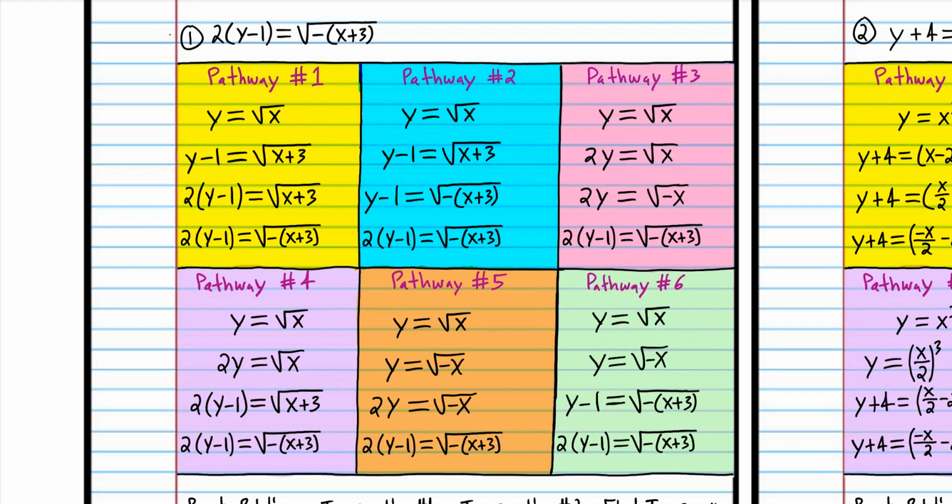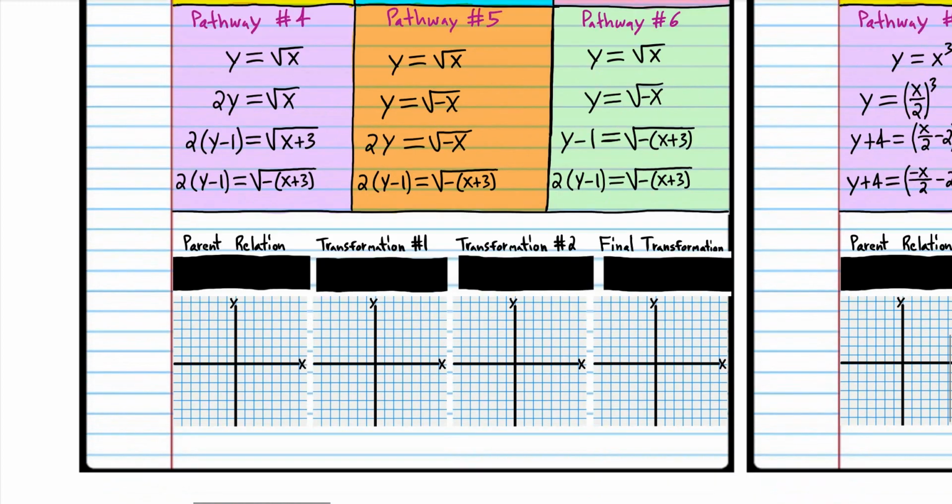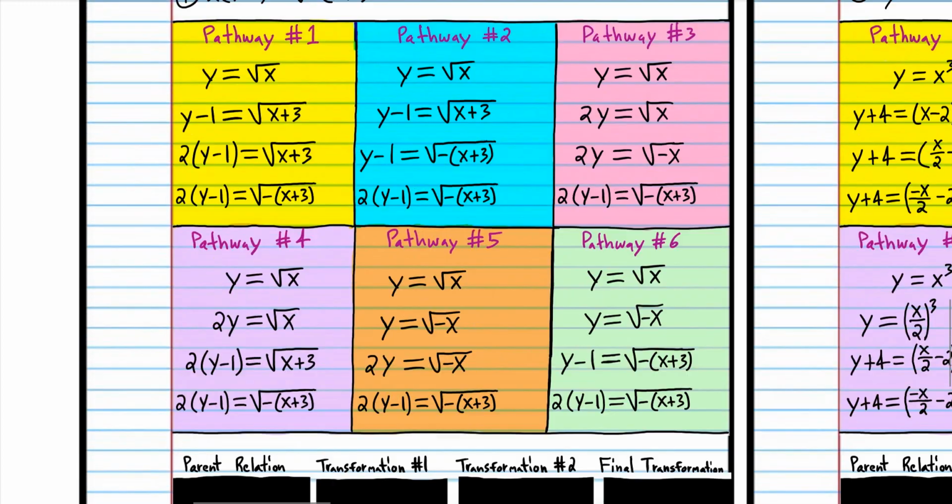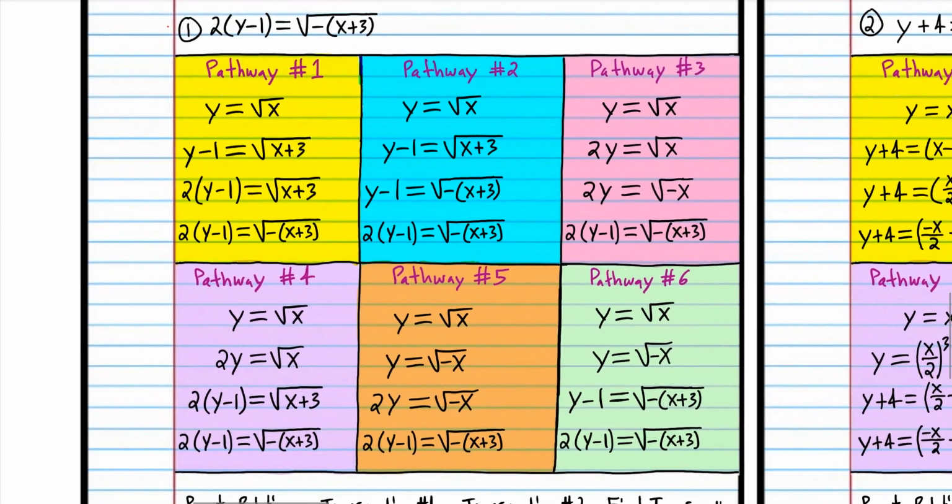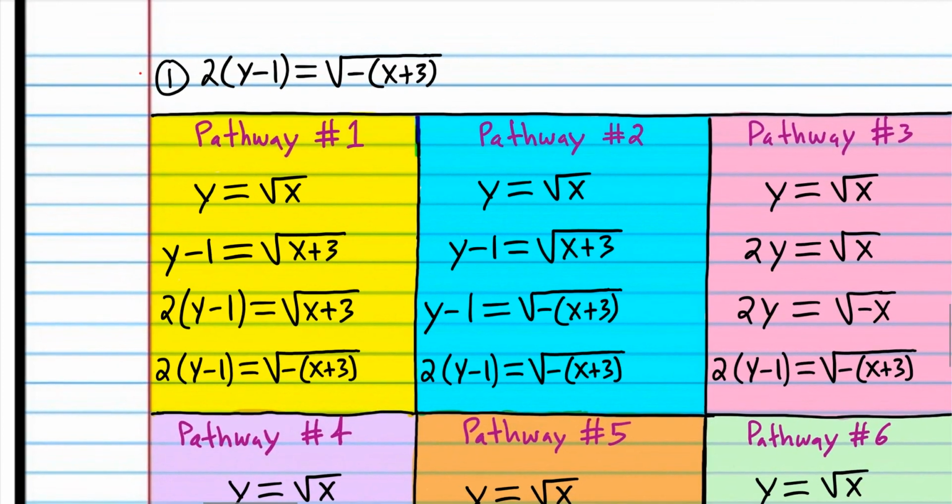So let's try this first problem here, and when we choose a pathway, we're going to then use the transformation properties to graph the equation. So let's see if pathway number 1 is going to work. And the whole purpose of this is to help you to avoid using the transformation method incorrectly. So we're going to start with our parent equation.